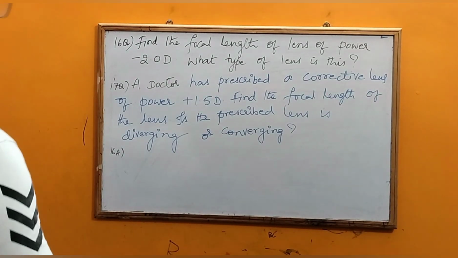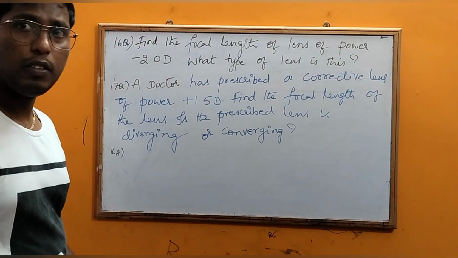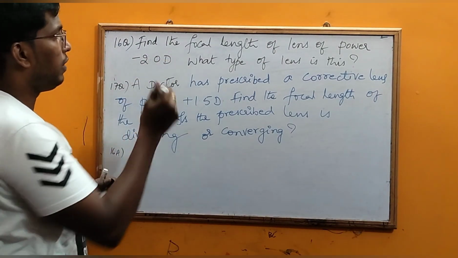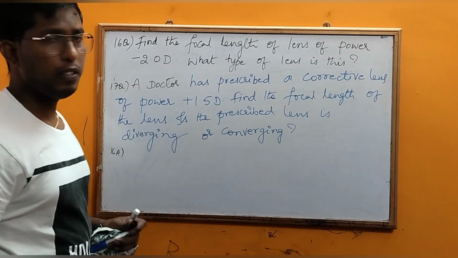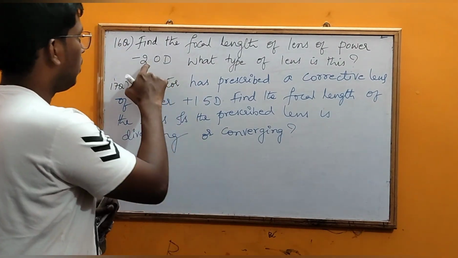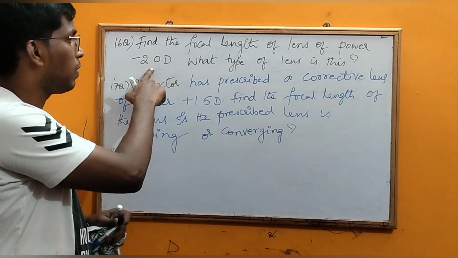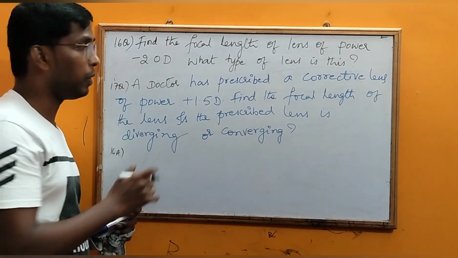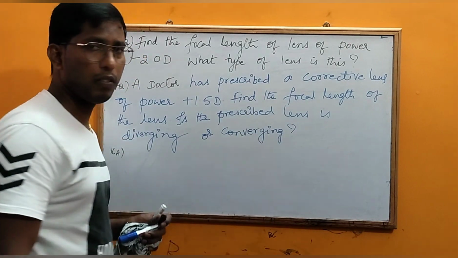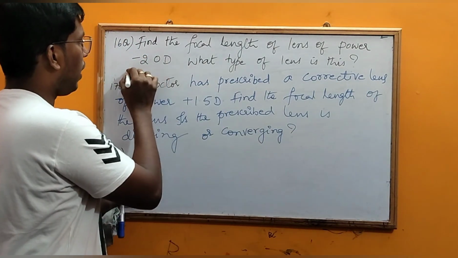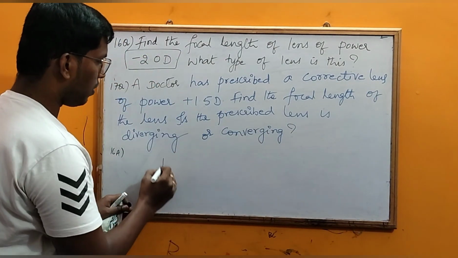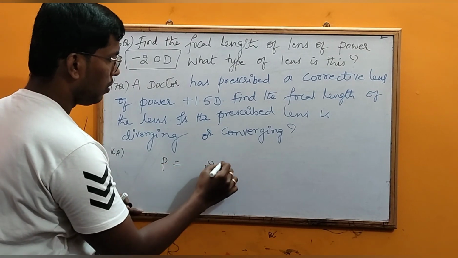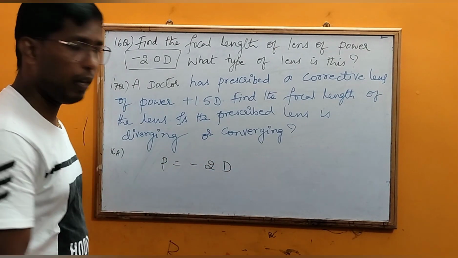Let us see the next question, 16th question. Find the focal length of lens of power -2 diopters. Power is measured in diopters; the SI unit of power is diopter. What type of lens is this? The power value is given as 2 diopters, which has a minus symbol in front of the value.